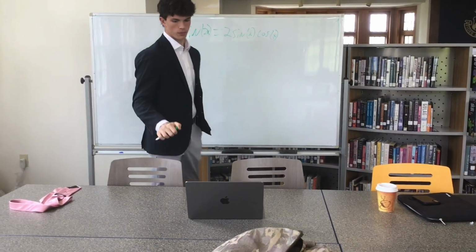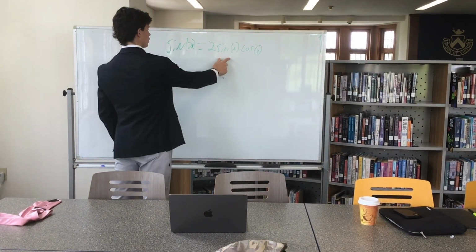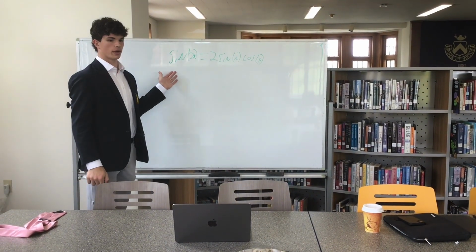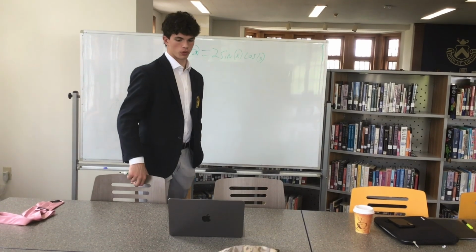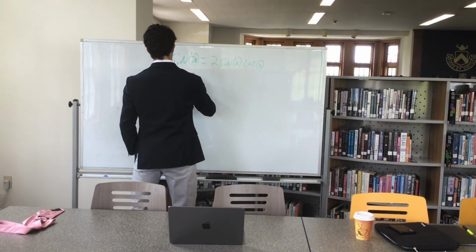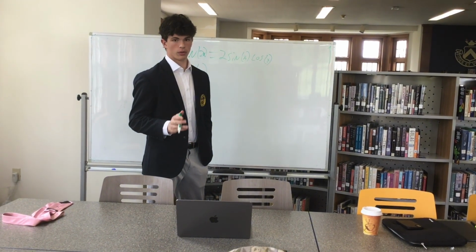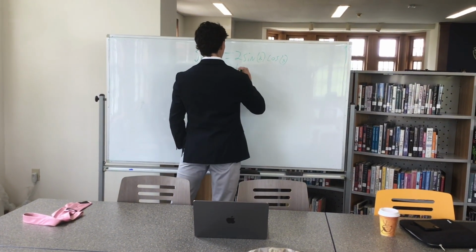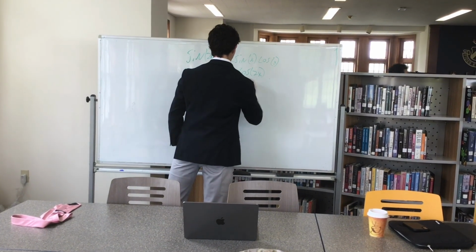So, for example, if we see the problem 2 sine x cosine x, or anything that simplifies to that, we know that it equals sine of 2x. Another useful formula is sine squared of x equals 1 minus cosine of 2x divided by 2. So 1 minus cosine 2x all over 2.